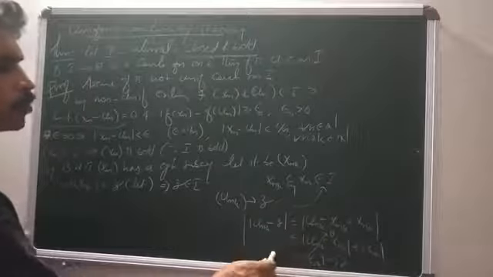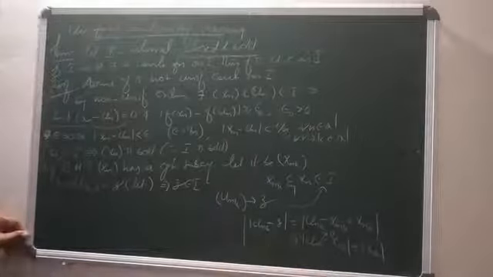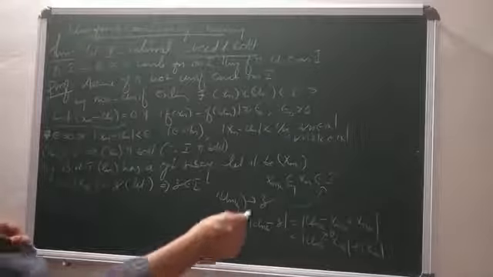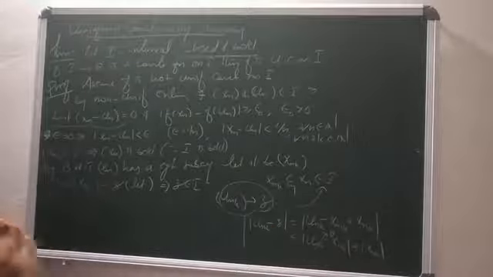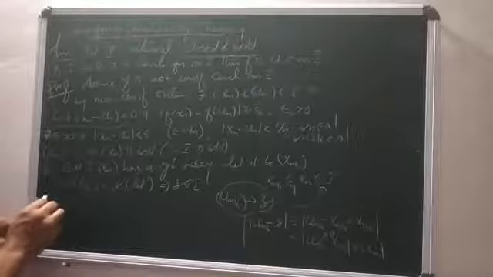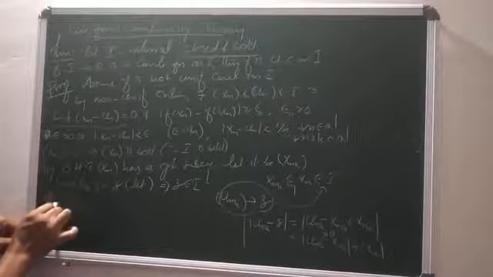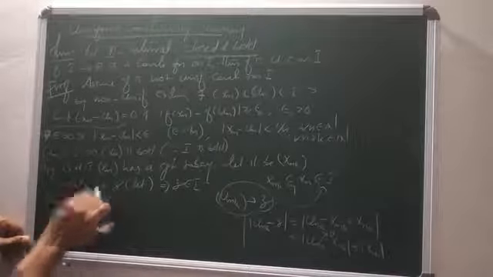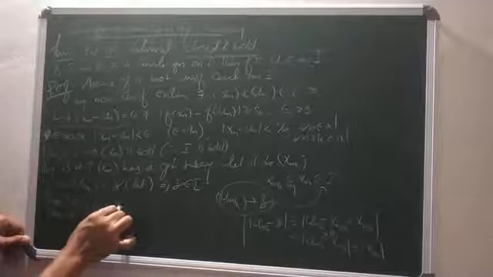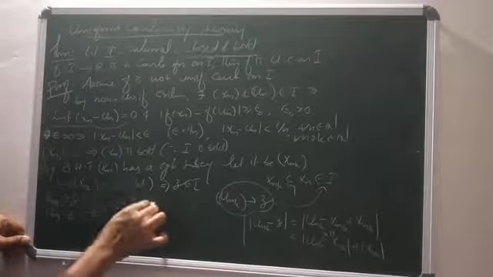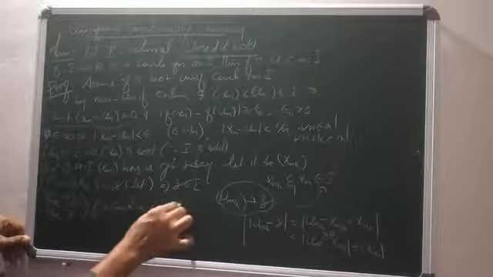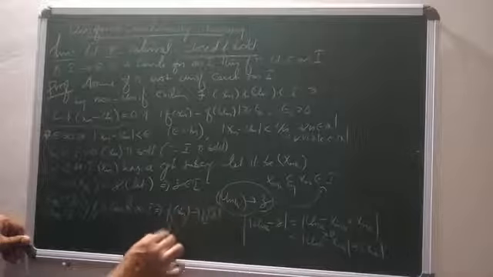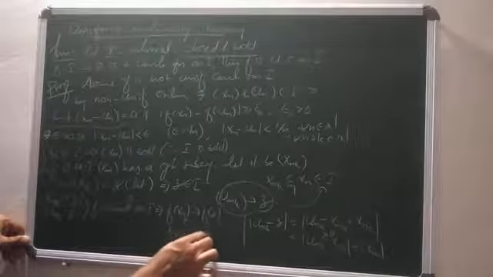So finally, u_nk converges to z, and the limit of x_nk is also z. So x_nk converges to z, and u_nk also converges to z. But what is f? f is continuous. It is given that f is continuous on I. So this implies f of x_nk converges to f of z, and f of u_nk also converges to f of z.